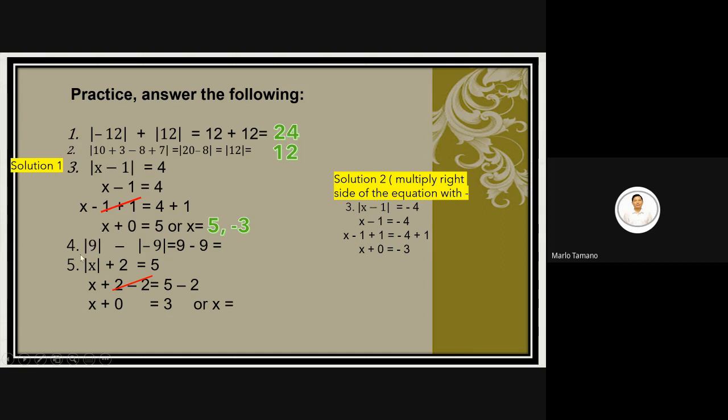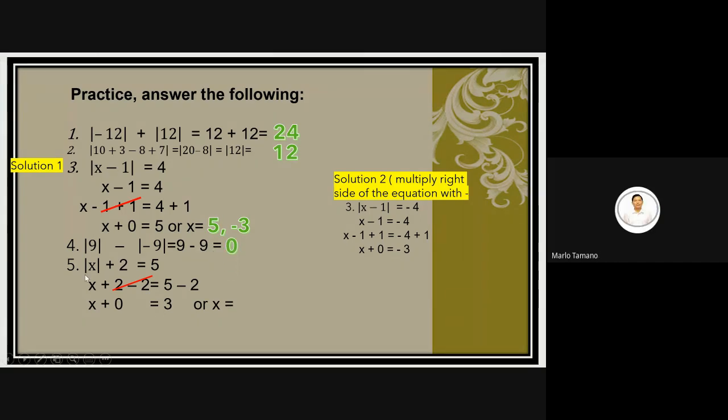So number 4, the absolute value of 9 is 9 minus the absolute value of negative 9 is 9. So 9 minus 9 is equal. Anong sagot natin diyan? Wala. Ulitin ko. The absolute value of 9 is 9 minus the absolute value of negative 9 is 9. 9 minus 9, ano ang sagot? 0. That is correct.